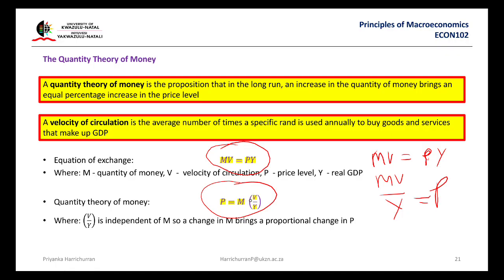This bracket is the same: MV equals PY. Now what does this mean? I want you to look at this. M is the quantity of money, V is the velocity. Now, you might be thinking, what is velocity?